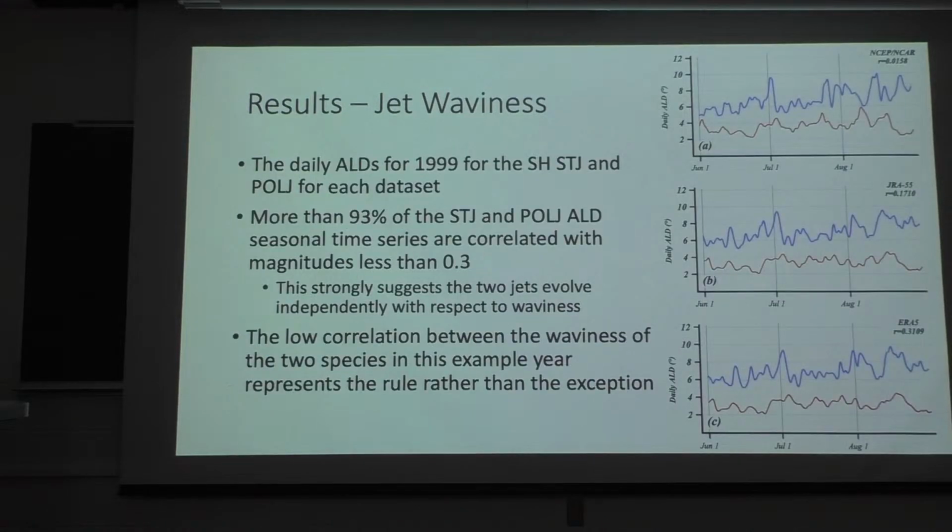The daily ALDs, the waviness, for 1999, for the Southern Hemisphere subtropical and polar jet, for each data set is plotted here. More than 93% of the subtropical and polar jet ALD seasonal time series are correlated with magnitudes less than 0.3. So this strongly suggests that the 2 jets evolved independently with respect to waviness. And this low correlation between the waviness of the 2 jets in this example year represents the rule and not the exception.